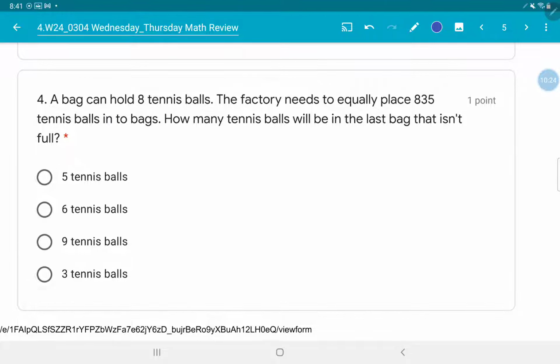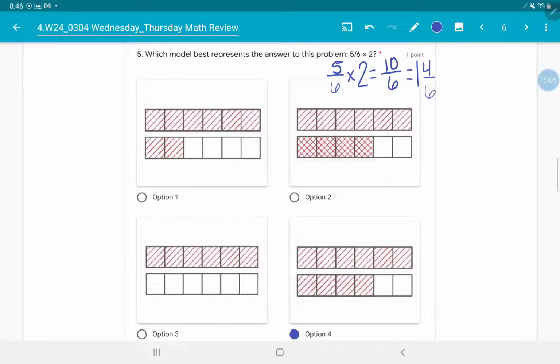Option 4 shows 1 and 4/6. Option 2 also has 1 and 4/6 shaded. But they're taking those 4 away. Very good. From the 4/6 at the bottom. Okay, questions about that first set of questions? No. All right, so let's look at the next 5.